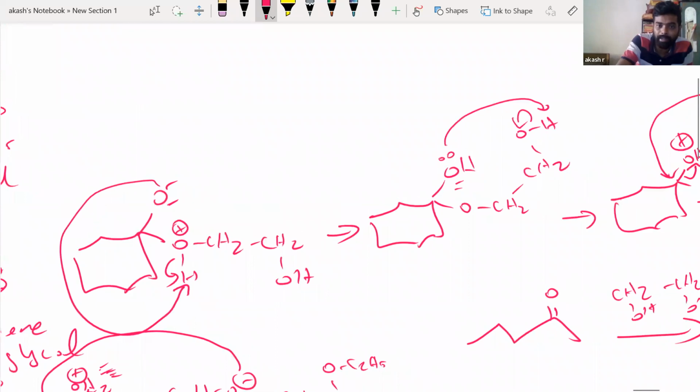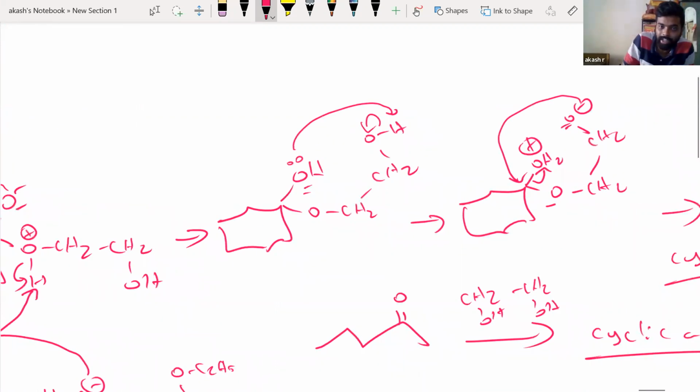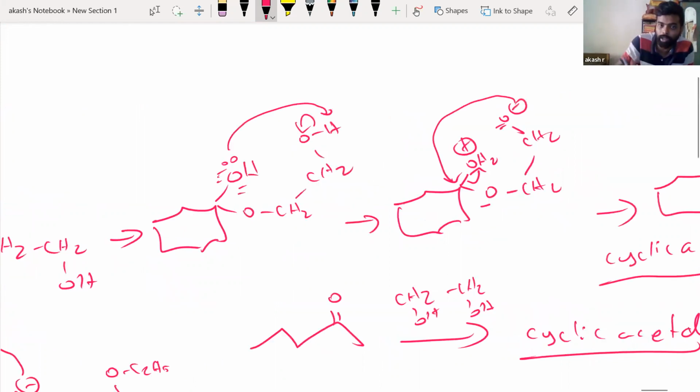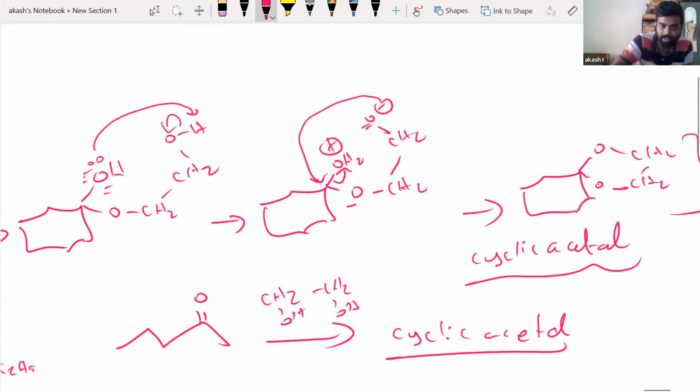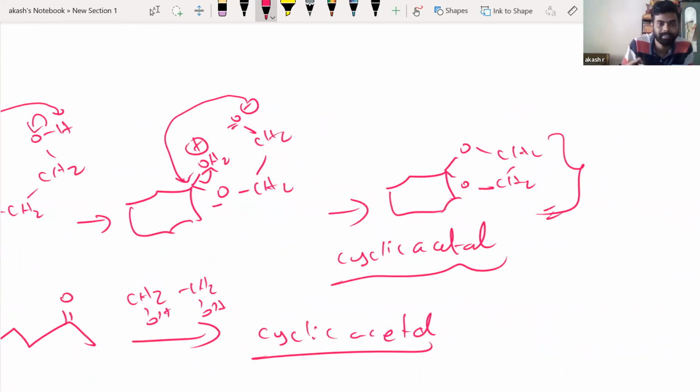Okay, now what is going to happen? The H plus of the CH2OH is going to leave, and that is going to be taken up by this oxygen, right? So you're going to form OH2 plus. Okay, now what is going to happen? Now the nucleophilic substitution: O minus will come and attack here, and H2O leaves, right? And that's it. You're going to form the cyclic acetal. Very, very simple. Okay, go for it, Pete.